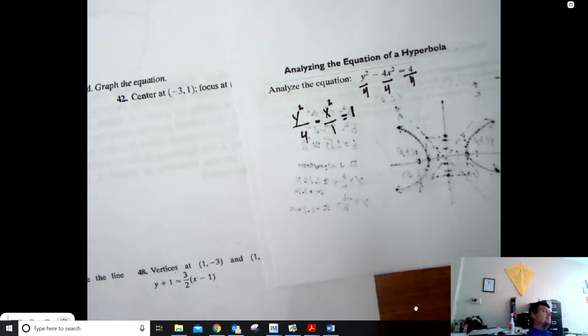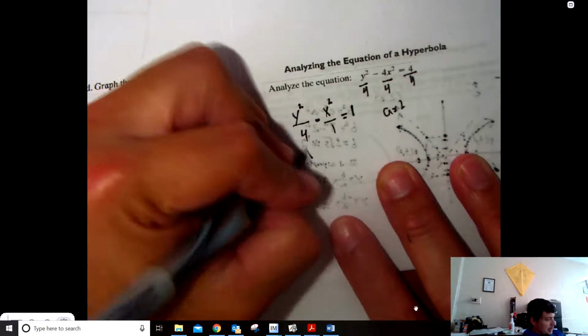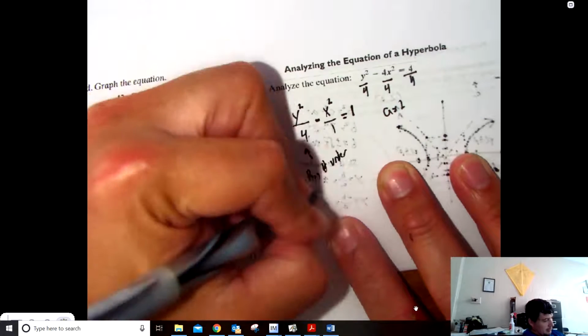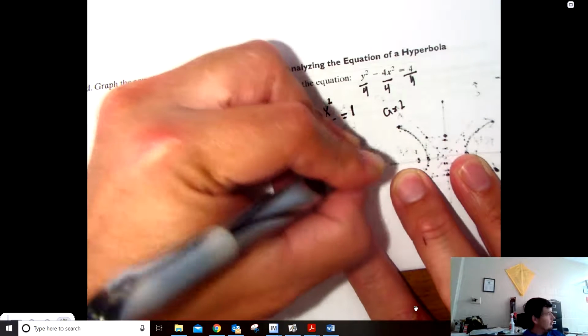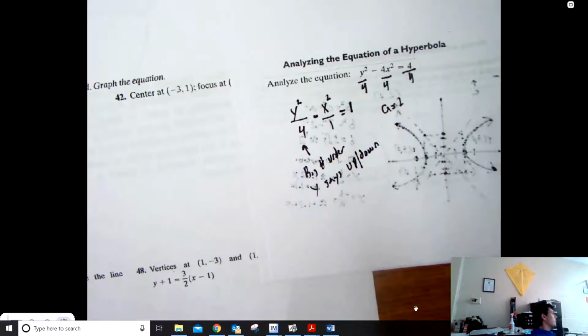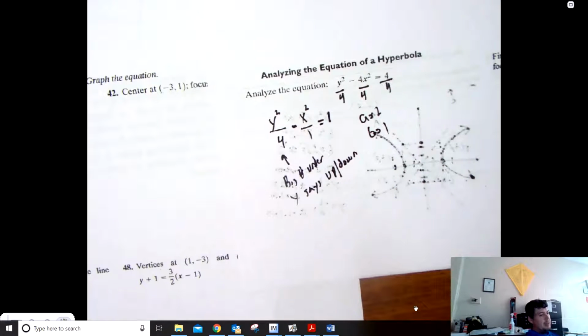So here's our equation. What's A? 2. A is 2. And this big number right there, the big number under Y, says up, down. Make sure you know that. The big number under Y says up, down. If the big number is under X, left, right. What's B? 1. How do we find C?